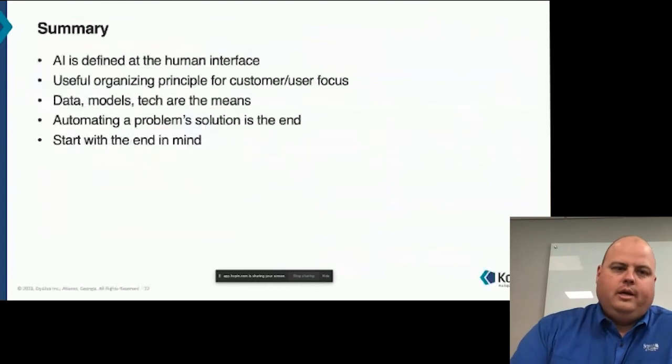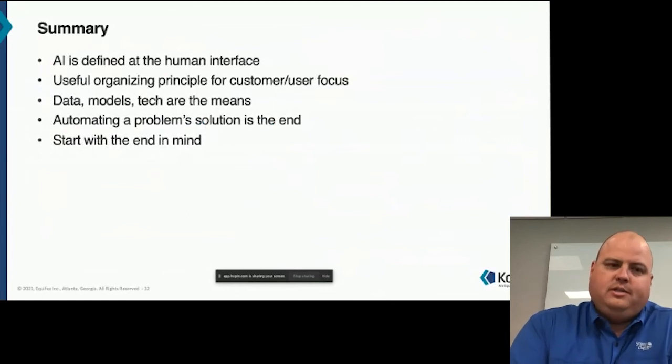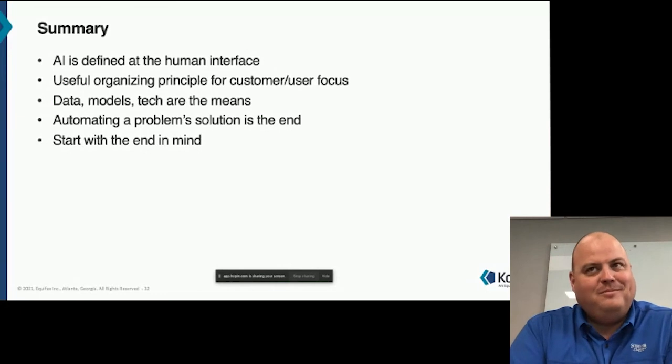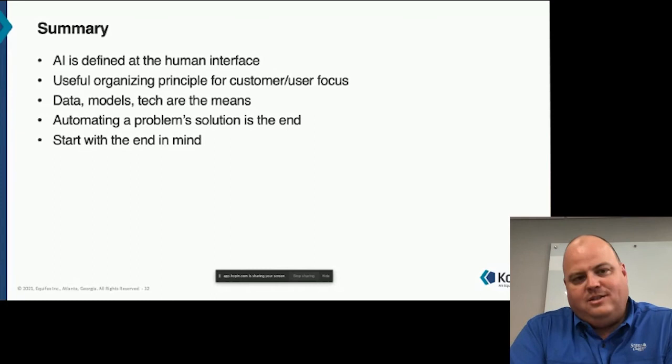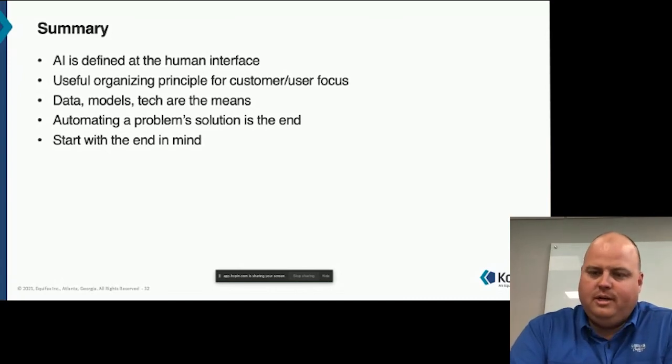So to summarize, I hate when people put conclusions and then actually just summarize. So here's the summary. Frankly, I also hate when people just summarize instead of giving the conclusions, but whatever, you get what you get. AI is defined at the human interface, and that makes it a useful organizing principle that gets you focused on the customer and the user rather than talking about the technology, especially compared to machine learning. You don't want to sit around talking about your tech. You want to talk about the customer and what it does for them.